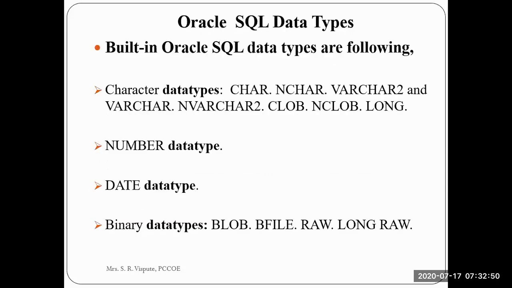Now we can discuss what the different Oracle data types are. There is a little bit of difference, so you should not get confused. That's why I will cover the Oracle data types in detail here. Again, I will cover only basic types, and as per the requirements in the different statements and queries, we will cover the other types also. The built-in Oracle SQL data types are the following character data types: char, nchar, varchar2, varchar, nvarchar2. These are the different data types.